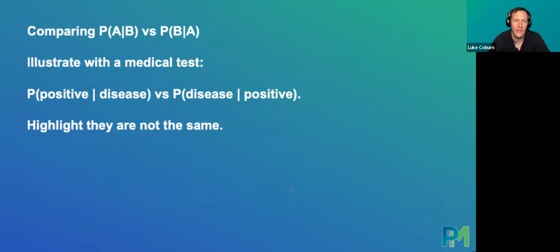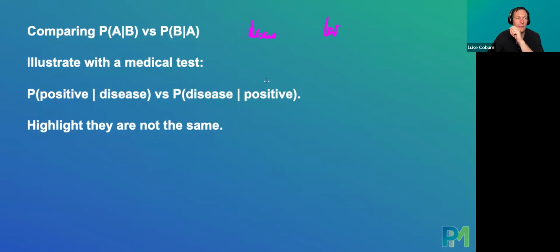Okay, and then this one here is just comparing the probability of A given B and the probability of B given A. An example they always give is medical tests. You have a disease, and someone can have it or not, and then you have a test. Basically, the probability that you test positive given that you have the disease is completely different to the probability that you have the disease given that you test positive, okay?